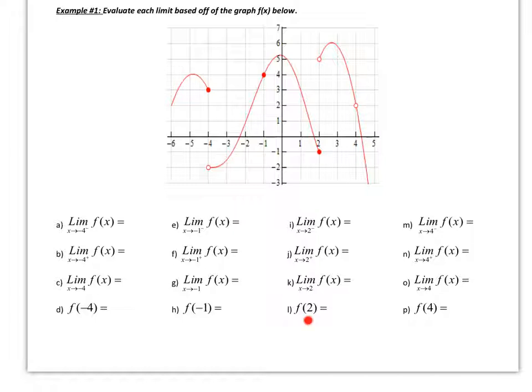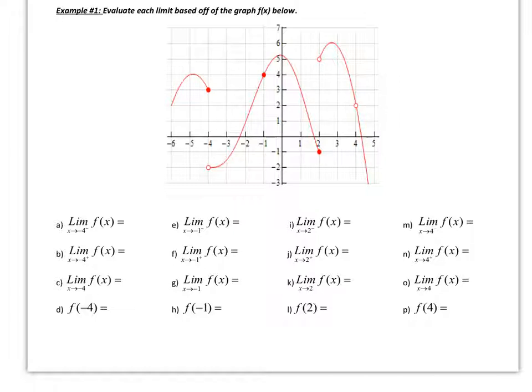So now, what is the value of f of 2? It's the y value when x is 2. So again, when x is 2, we're going to look at the closed circle, not the open. So the answer is -1.